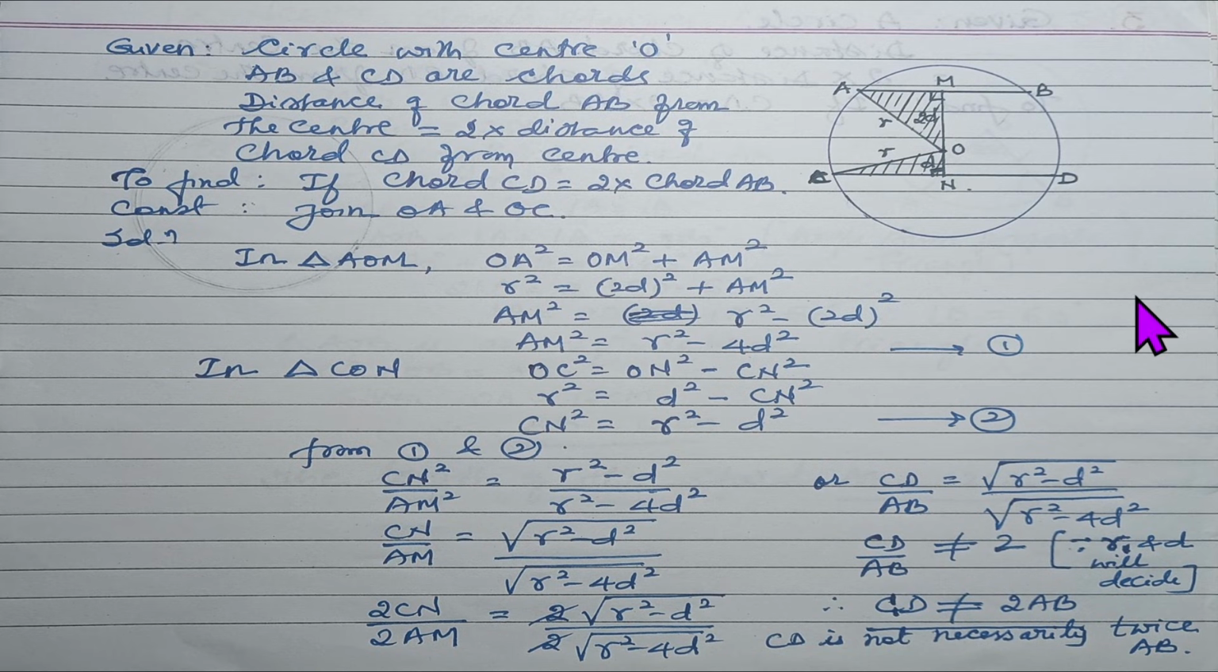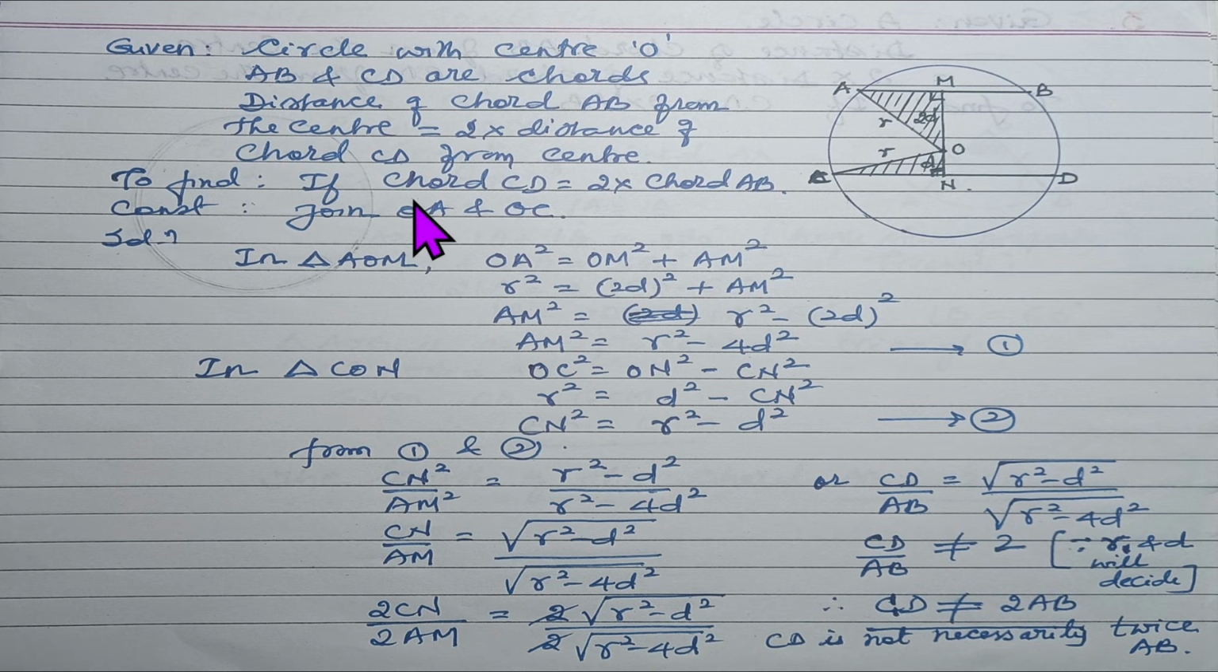Now let us go to the next example. We are given a circle with center O. AB and CD are the chords. The distance of chord AB from the center is 2 times the distance of the chord CD from the center. That means the distance OM is 2 times ON, or if ON is d, then OM is 2d.